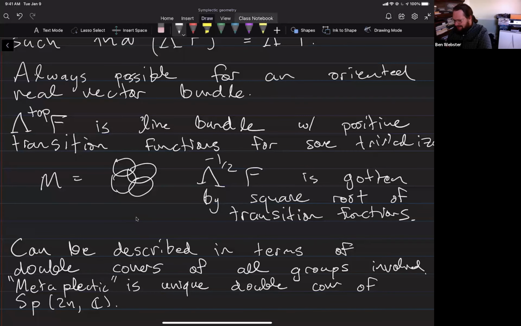I didn't say this, but maybe I should. The point of taking this square root is then if you have two sections of the square root bundle and you multiply them, you get a section of the tensor square, which is exactly this top bundle. So this is a way you can make sense of the square root of a volume form. Two things you can multiply and get a volume form.